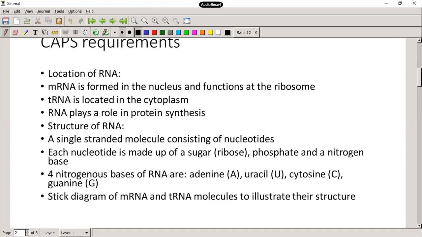Secondly, tRNA. tRNA is not found in the nucleus. tRNA is only found in the cytoplasm. And you're going to see why when we get to protein synthesis. RNA plays a role in protein synthesis. You need to know about that.